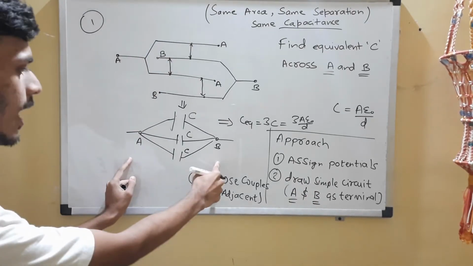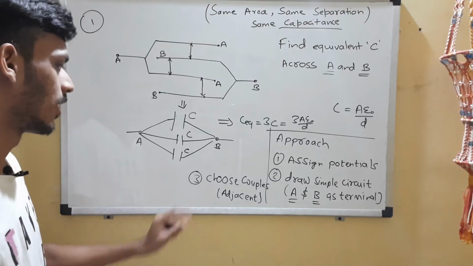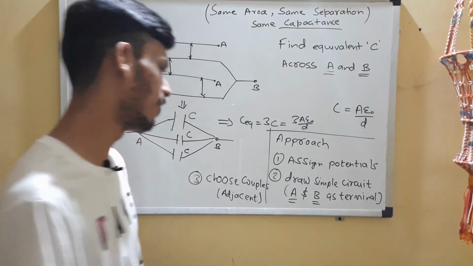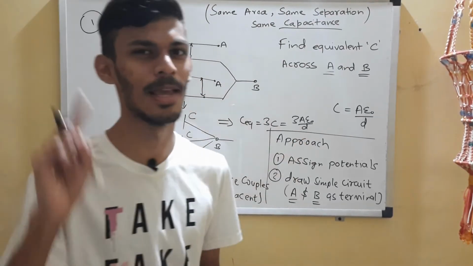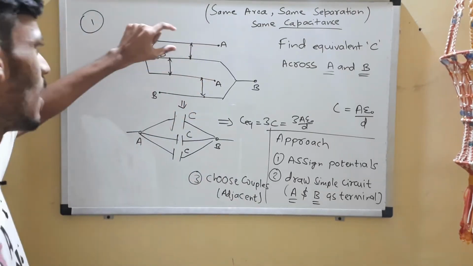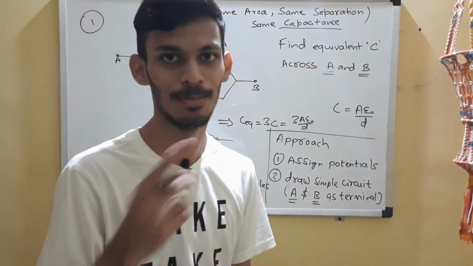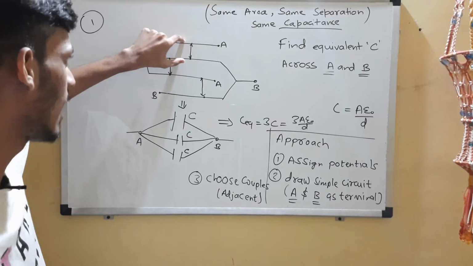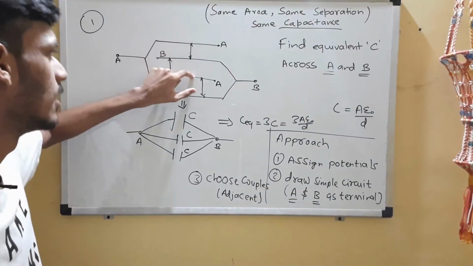Okay, so you treat A and B as terminals. And now the third thing, to complete the diagram, you have to choose couples, right? Two plates make one capacitor. So you choose pairs, choosing only adjacent plates. Choose this plate and this plate, then this plate and this plate, this plate and this plate.